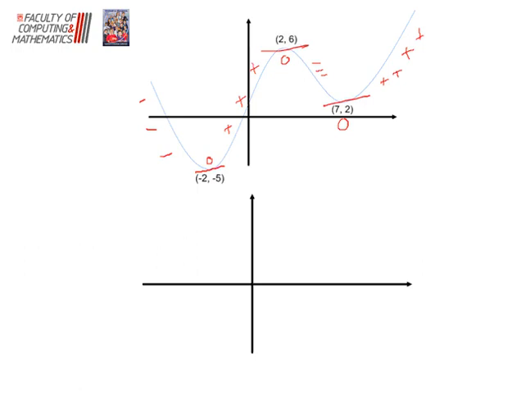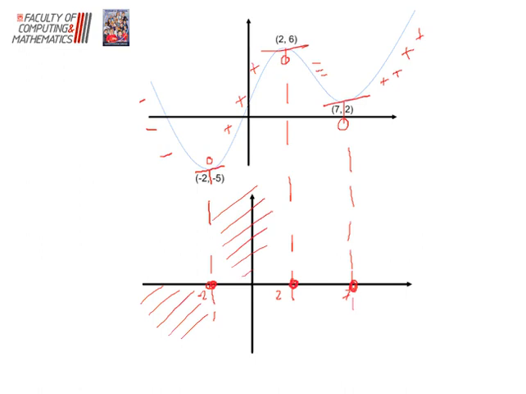So we bring our stationary points down. That's got to be a 0, because the gradient is 0 at that point. That's got to be a 0. And that's got to be a 0. So -2, 2, and 7 are where your roots are. Prior to -2, it's negative, so it's got to be below the x-axis. Between -2 and 2, it's positive, so it's above. Between 2 and 7, it's below. And after 7, it's above.